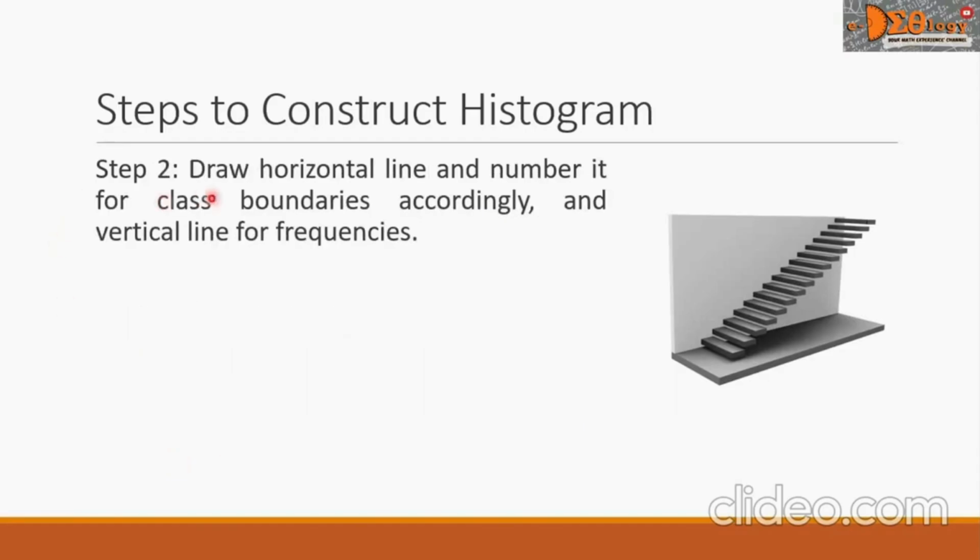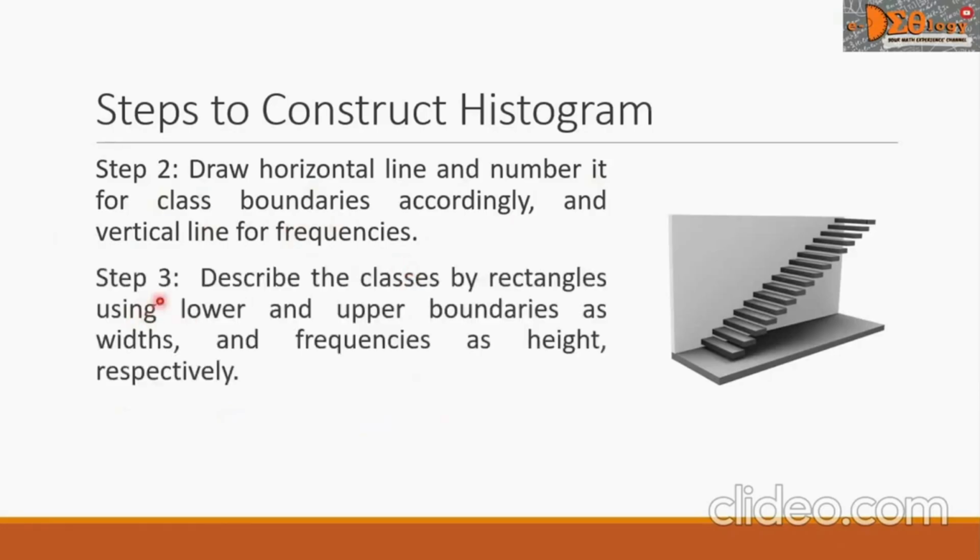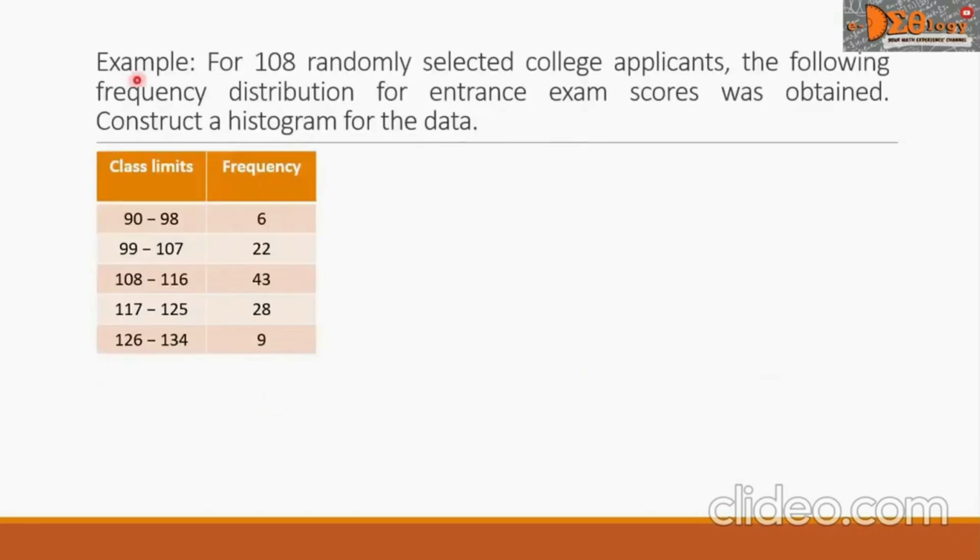Step 2. Draw horizontal line and number it for class boundaries accordingly, and vertical line for frequencies. Step 3. Describe the classes by rectangles using lower and upper boundaries as widths and frequencies as height, respectively. Let us see one example.